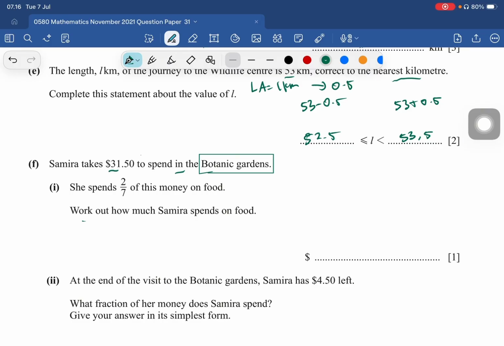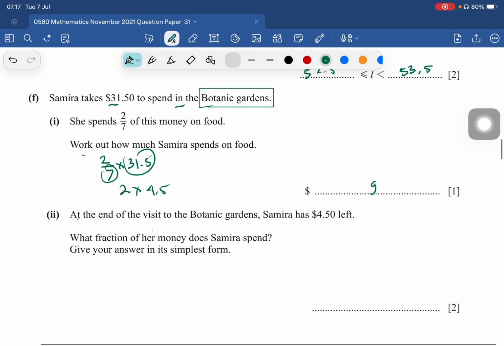Okay, Samira. So 2/7 of 31.5. You can divide both sides by 7, so 2 we multiply by 4.5. So this is equal to $9 for the food.